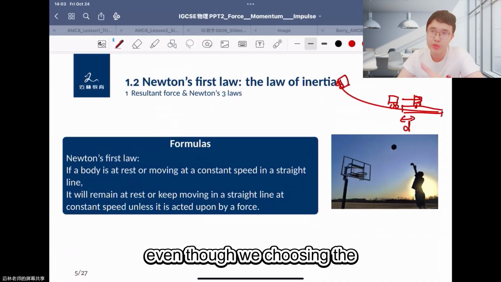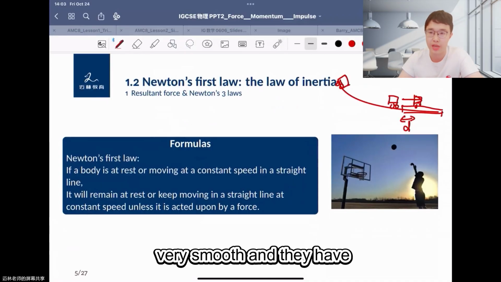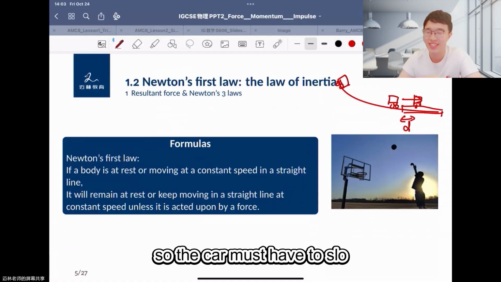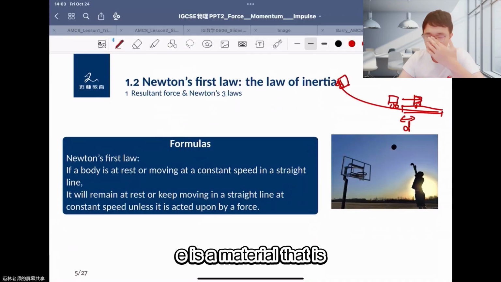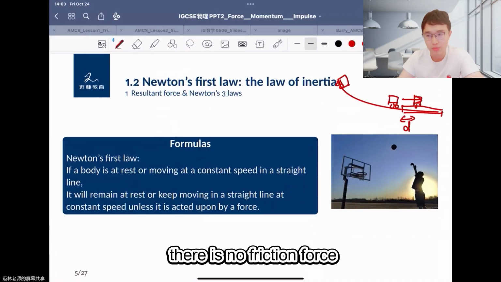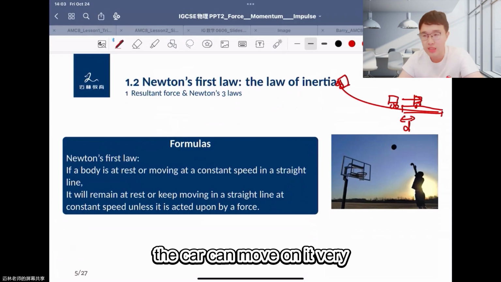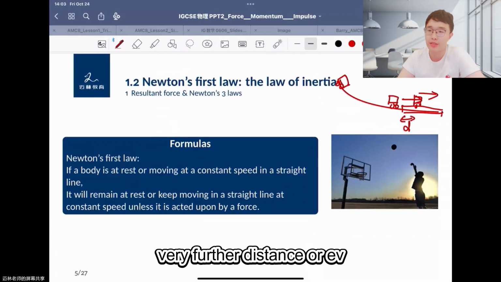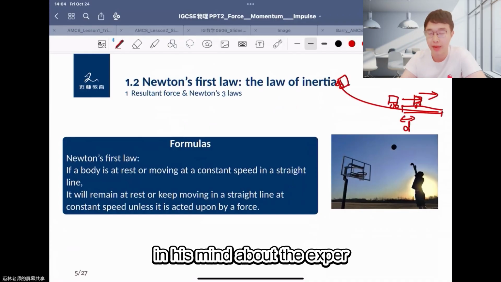So even though we choose materials such as glass and stone, they are very smooth and have very little friction force, but they still have friction force, right? So the car must slow down. But if we imagine a material that is absolutely smooth, with no friction force, the car can move on it very freely. So maybe it can move a very far distance, or even not stop, right? So he tried to think it through in his mind as an experiment.